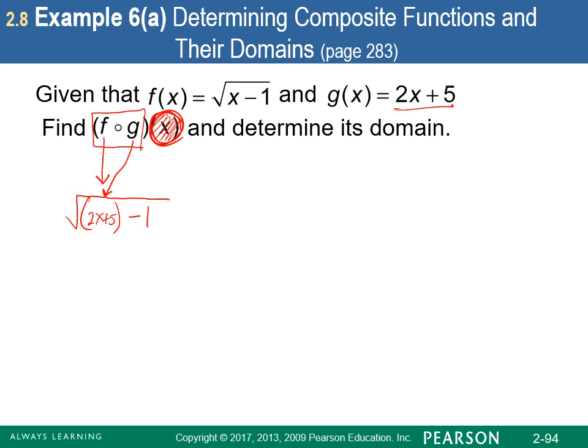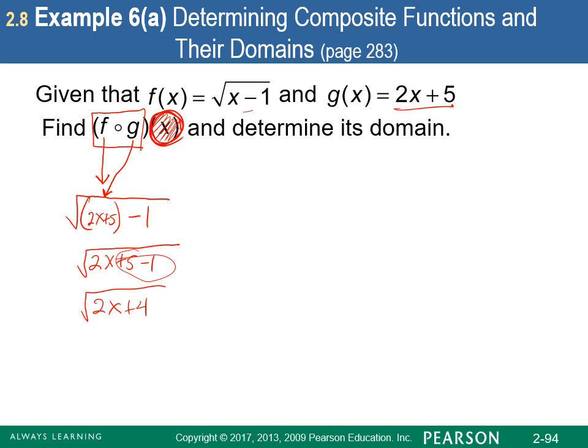Now technically, that's our answer. Oftentimes, we're going to be required to do some simplifying. So let's see, what would we do to simplify this? The parentheses around the 2x plus 5 are unnecessary, so we'll just erase them. We'll combine the 5 and the 1 together: 2x plus 4. We cannot combine anything else. We cannot extract anything from the square root, as in we can't simplify anymore. So that is the answer.